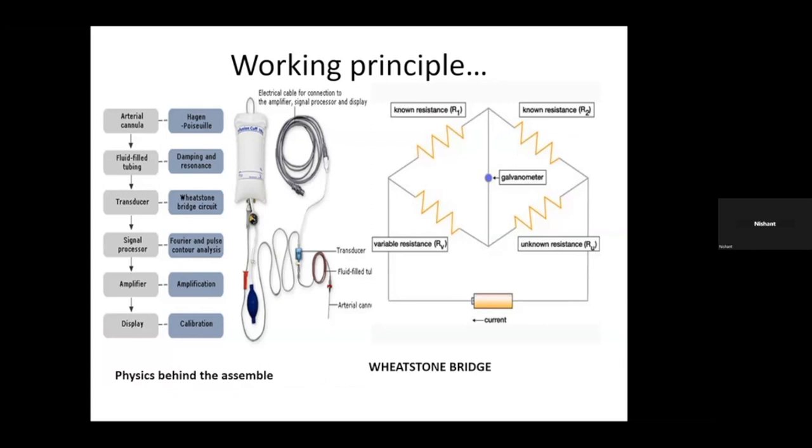Here, what is important is the Wheatstone bridge, which is incorporated in the transducer of the invasive blood pressure. So when the arterial pulsations come and hit the column of the saline in the stiff tubing, this deforms the flexible diaphragm, which is present in the transducer. So this distortion of the flexible diaphragm causes a proportional change in the resistance across the Wheatstone bridge.